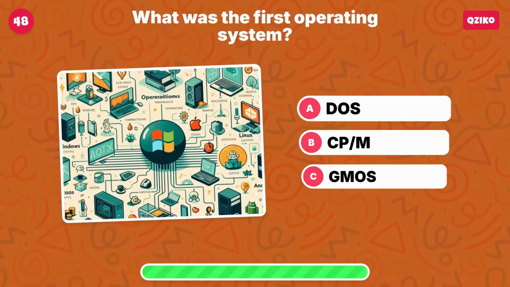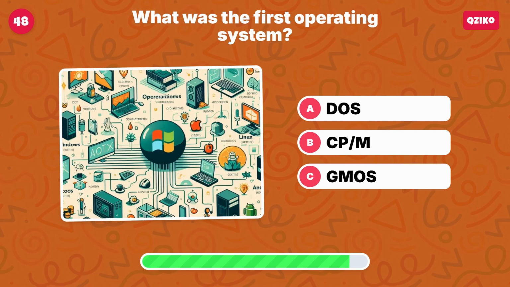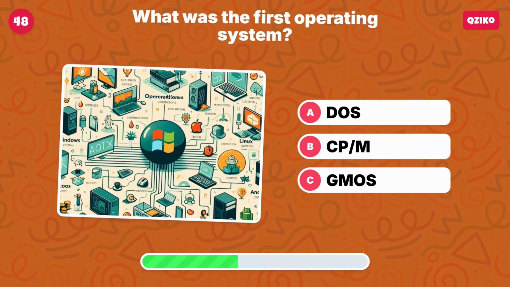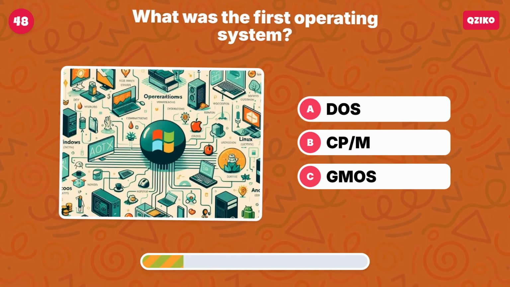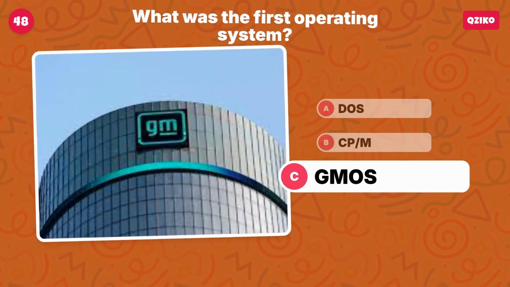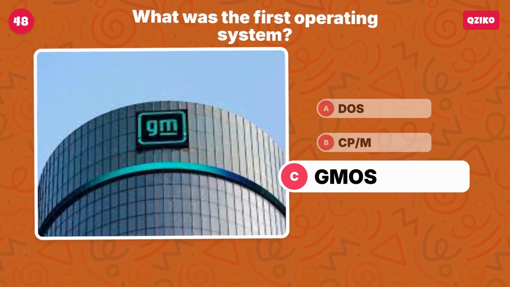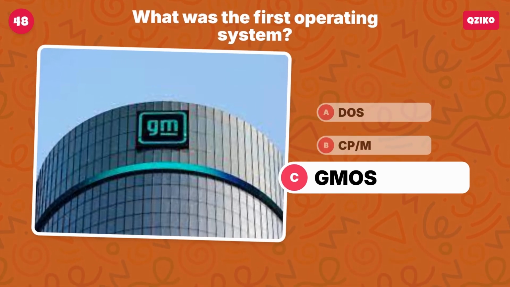What was the first operating system? DOS, CP/M, or GMOS? The General Motors Operating System, GMOS, is considered one of the first OSes.